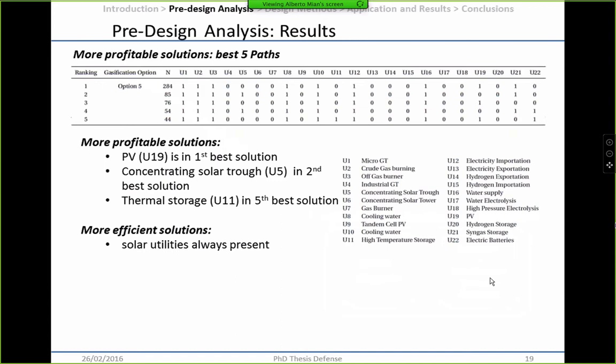One of the outcomes concerning the solar-assisted hydrothermal gasification was that the PV, U19, is present in the best configuration. Concentrating solar troughs are present in the second and in the fourth solution, while thermal storage is present in the fifth solution. Considering the most efficient solution, the solar utilities were always present. I didn't add that to the table.